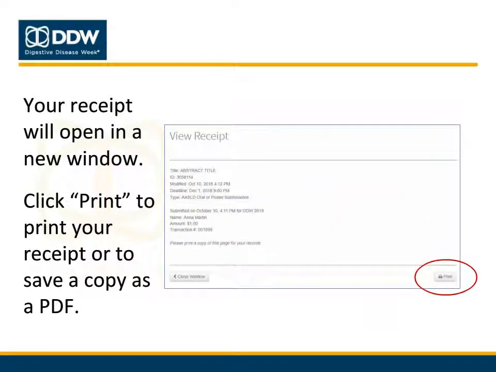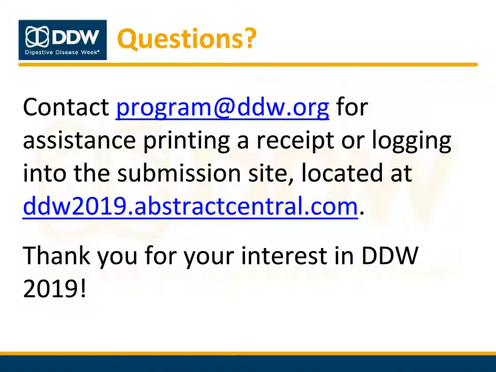Your receipt will now open in a new window. To print your receipt or save it to your computer, click the Print button in the bottom right corner. If you need assistance printing a receipt or logging into the submission site, please contact program@ddw.org.